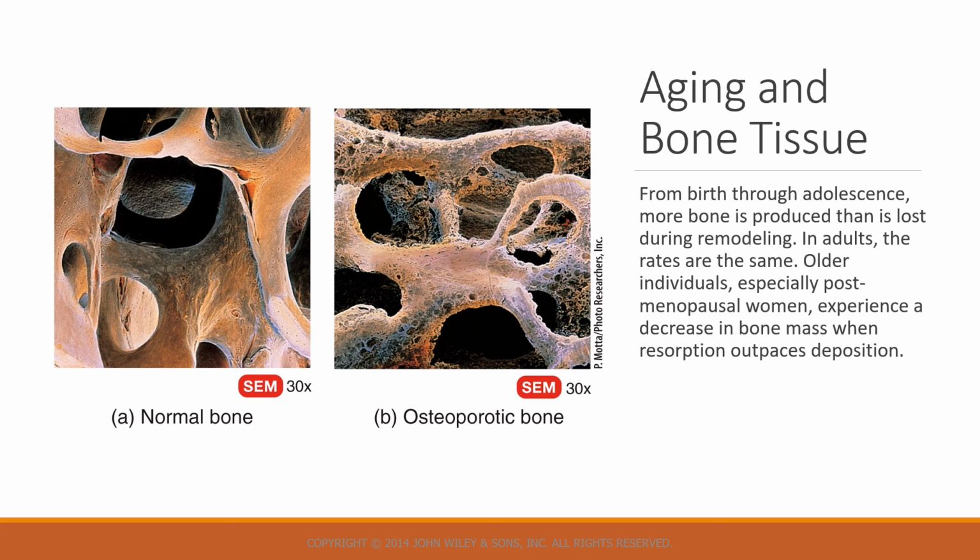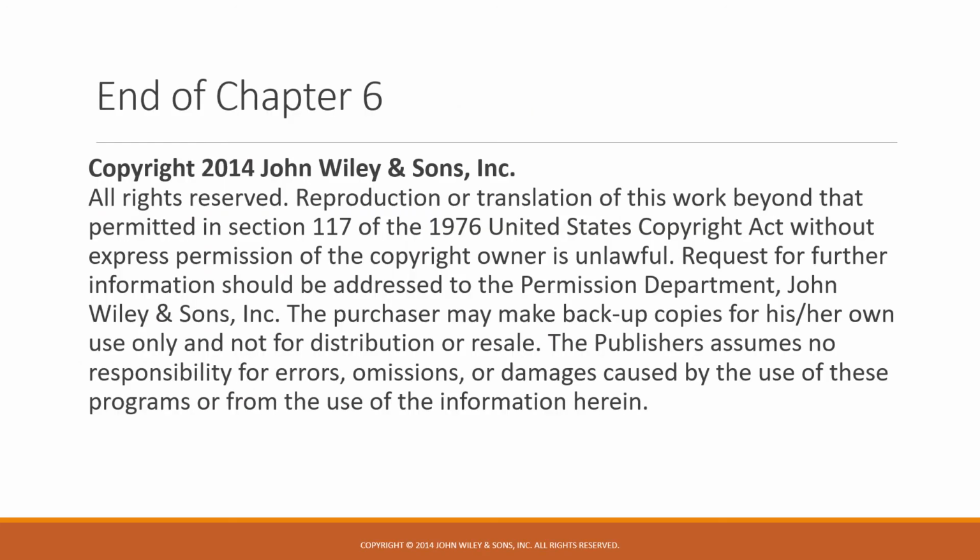Osteoporosis is where bone reabsorption outpaces bone formation. So this is where bone mass decreases. This is another way where bone is broken down by osteoclasts at a higher rate than it's built up by osteoblasts. And that is going to be the end of chapter 6.